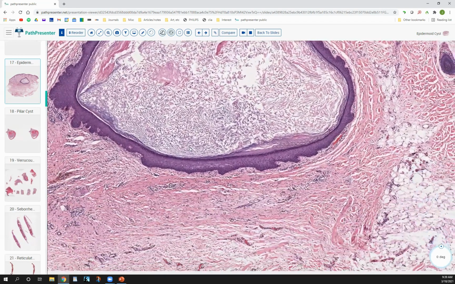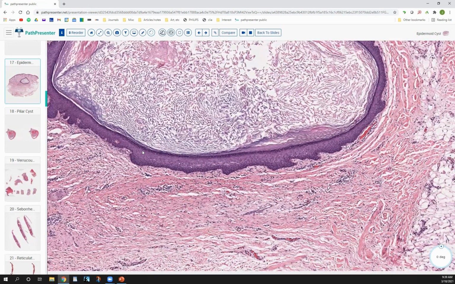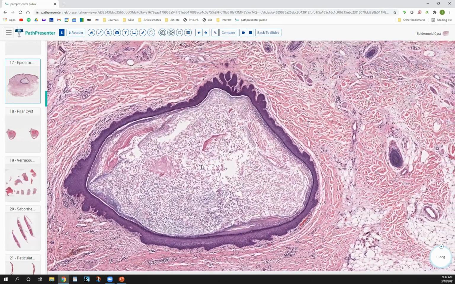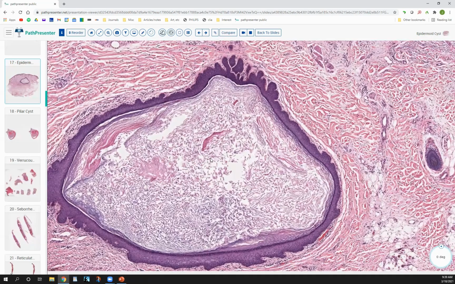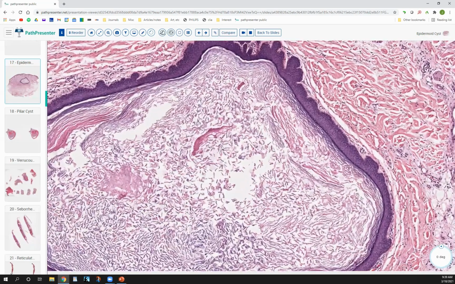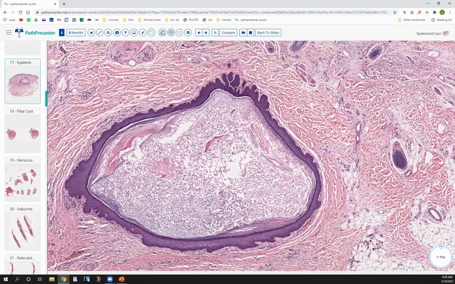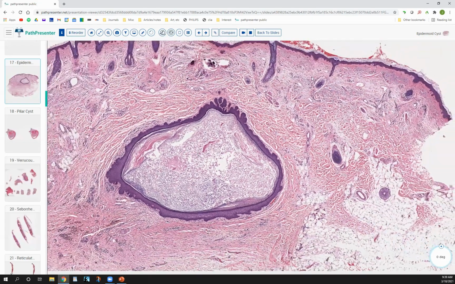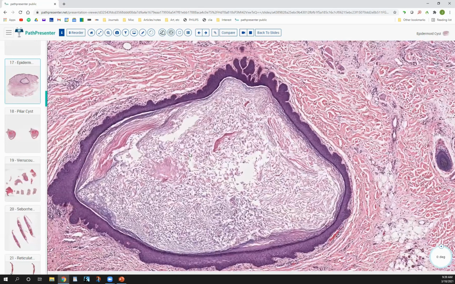Often you hear residents saying, well, is there a granular layer? Is there not a granular layer to tell the difference between epidermoid and pilar cysts, which is true, but I think it's much easier looking at the contents. These are also called infundibular cysts, as they are formed from the infundibular portion of the follicle, which is almost embryologically identical to the epidermis anyway, so that's why it really just looks like epidermis.